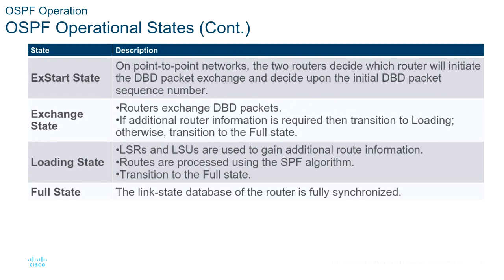So on an ExStart state, on point-to-point networks, they sort of have a casual master-slave relationship, not a designated router, backup designated router. And they exchange packets, database packets with each other so that they can populate their routing tables. And then eventually they'll go to the full state where they can talk back and forth with each other.